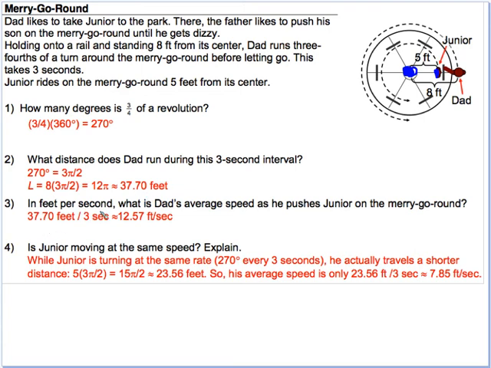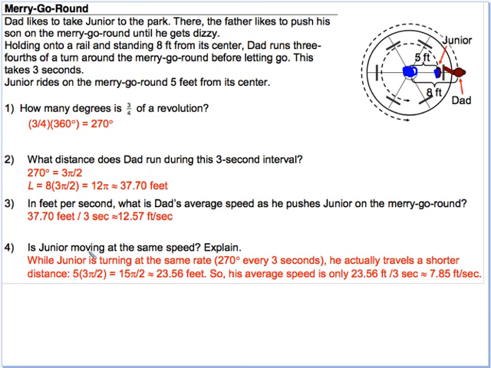Then in feet per second, what is dad's average speed? The distance is 37.70 feet, and it takes him 3 seconds to move that far. So you get 12.57 feet per second when you divide by 3.